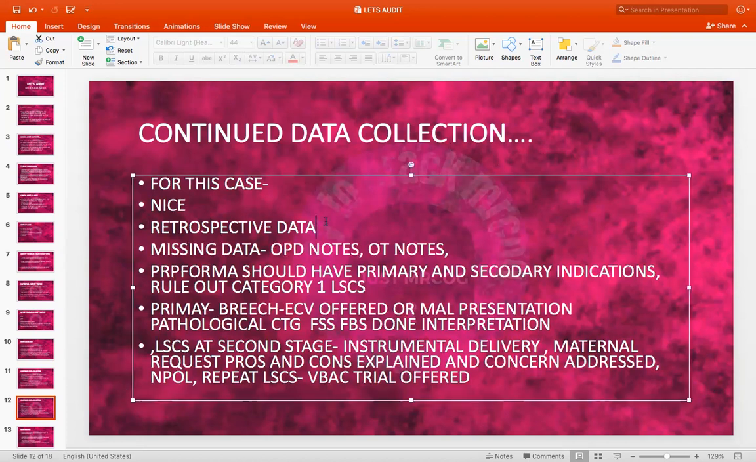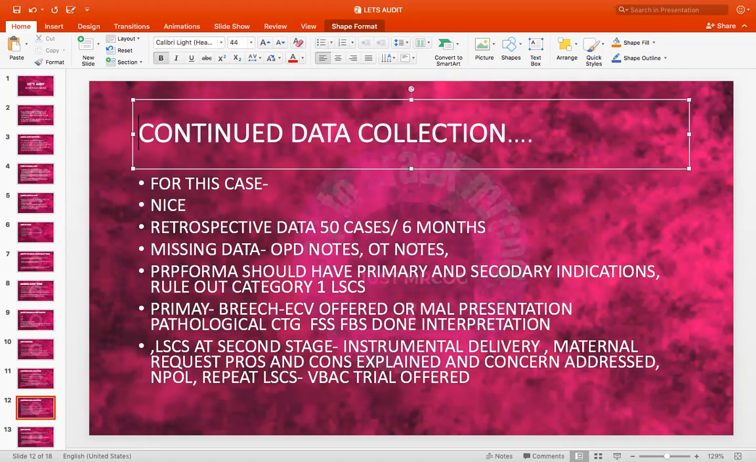In retrospective data, we can take either 50 cases or we can take whatever has happened in the last 6 months. So if you get this cesarean task, then you are going to say the standard would be NICE. Retrospective data, not prospective, either 50 cases or 6 months.